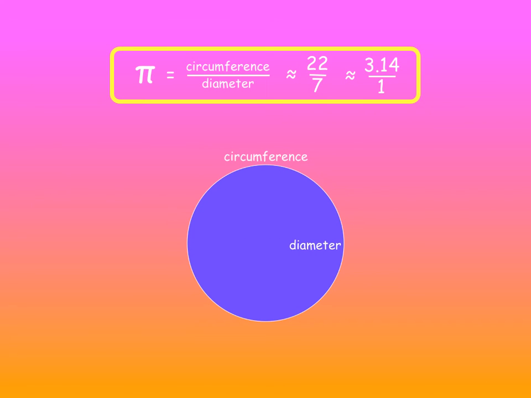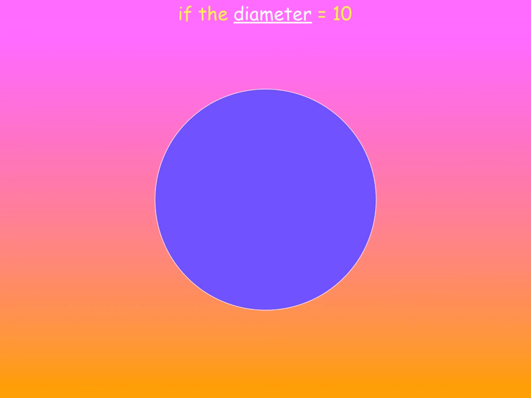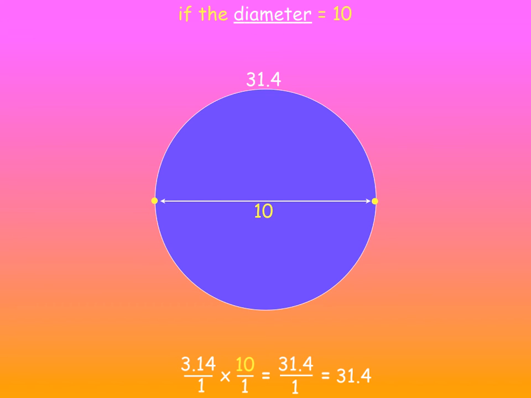Here's our circumference going around the circle, diameter going across the middle. Pi is the ratio comparing the circumference to the diameter. That's approximately equal to the 22 to 7 ratio, or approximately equal to 3.14 compared to 1. If the diameter is 10 units, we can multiply times our ratio, given in decimal terms this time, and that gives us 31 4/10. So the circumference is approximately 31 4/10.